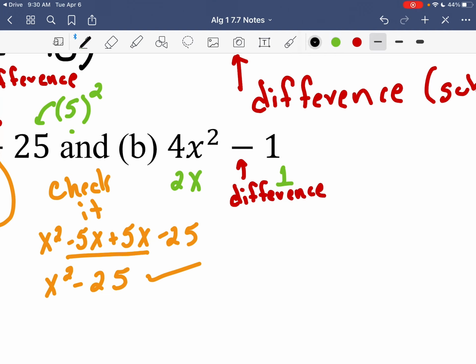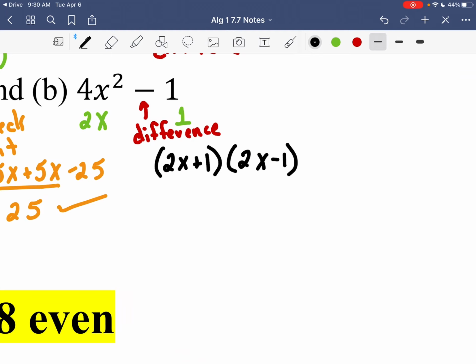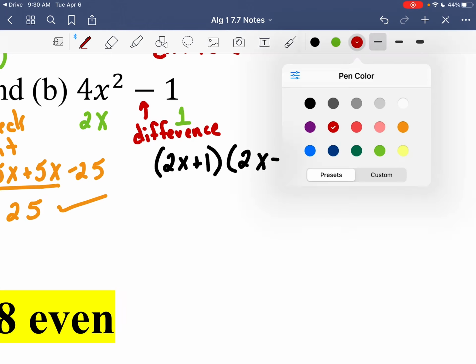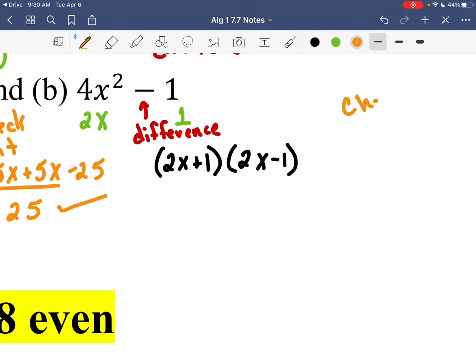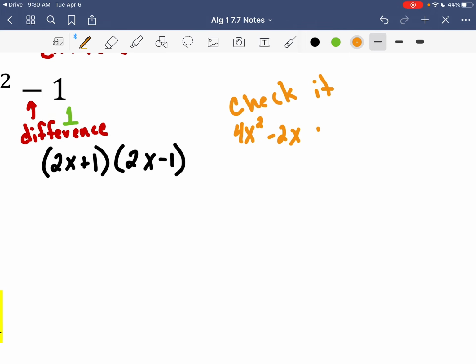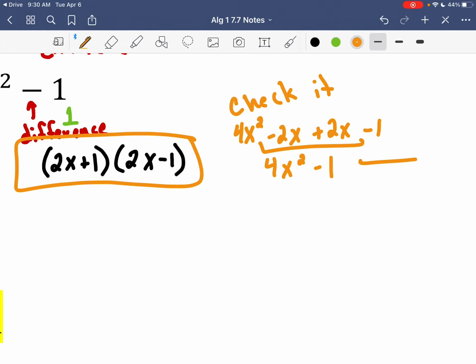So this is going to factor into 2x plus 1 times 2x minus 1. And then we'll check it by multiplying it out. 2x times 2x is 4x to the second, minus 2x plus 2x, minus 1. Those add to 0. 4x squared minus 1. Yay, it worked. So there we are, factored.